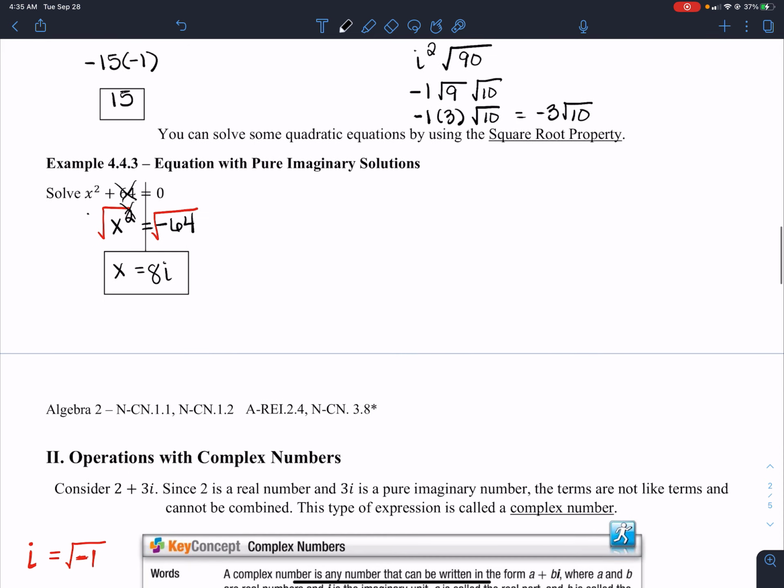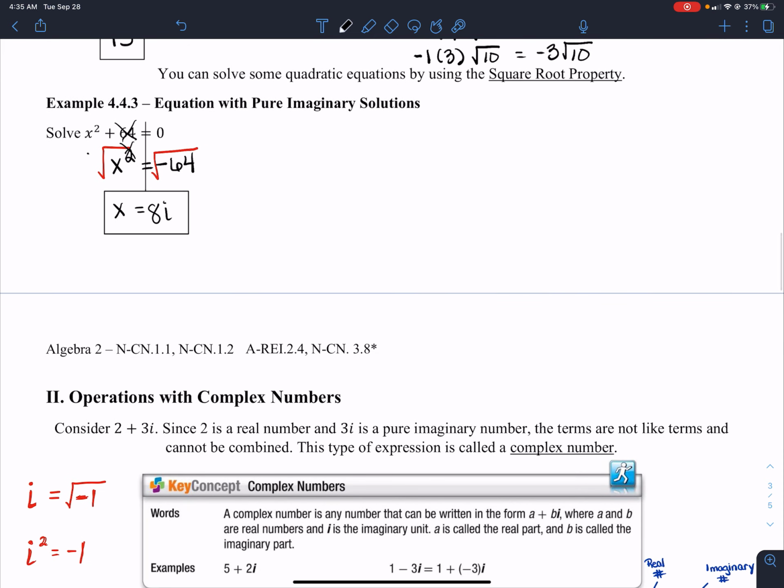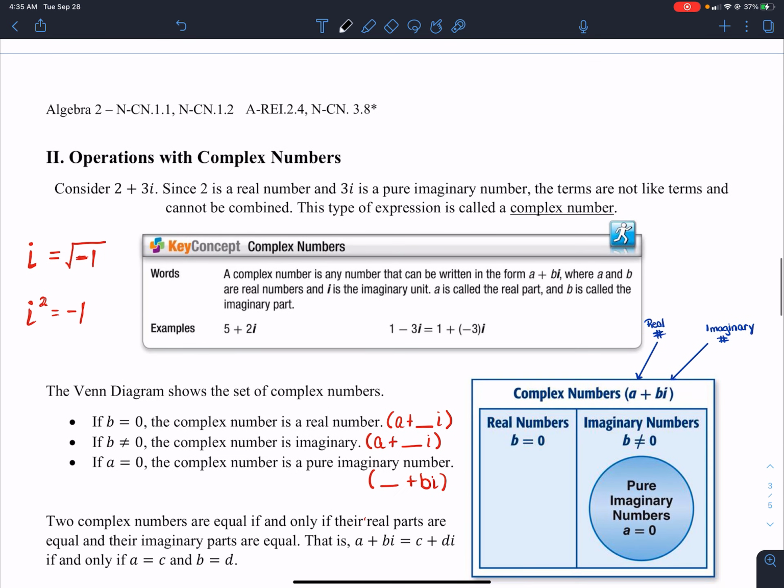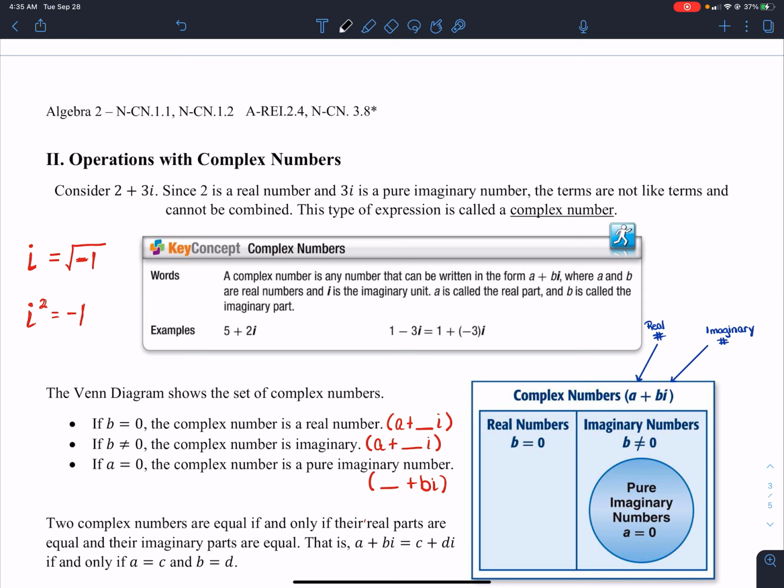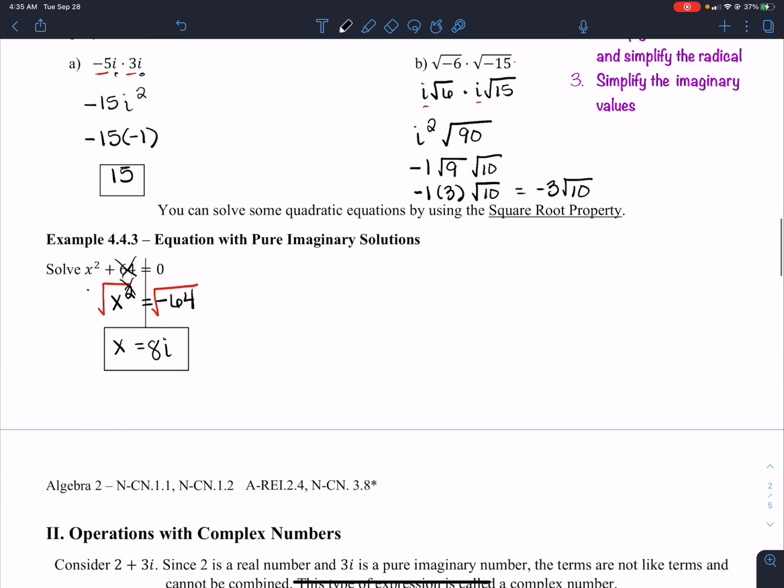All right, now we're going to go into some operations with some complex numbers. Again, complex numbers. Let me jump up to the top here and go over what a complex number is. Okay.